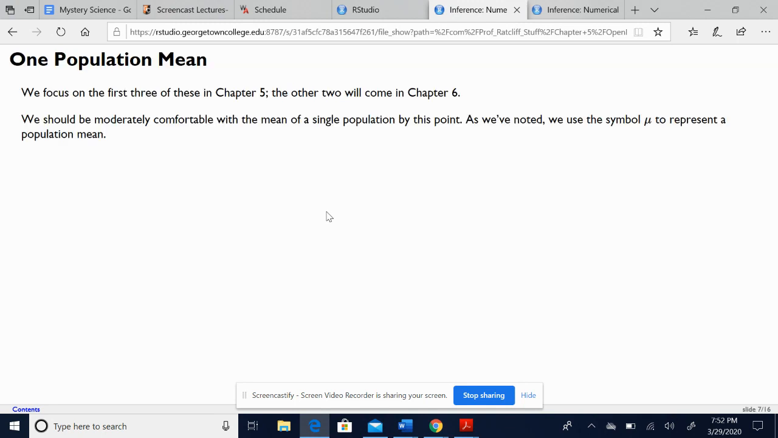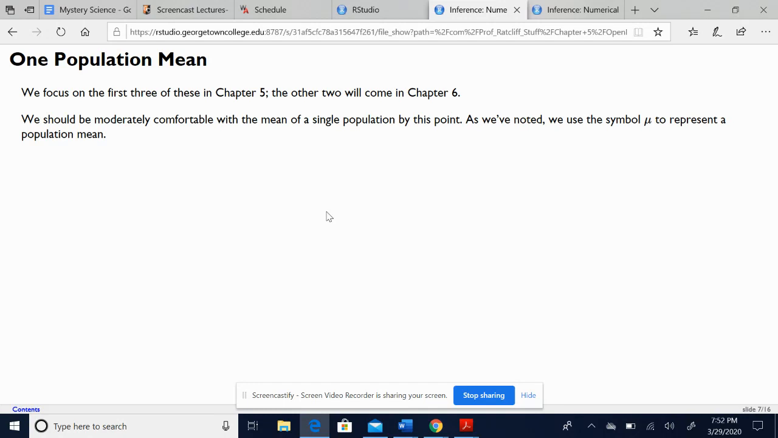So we're going to look at means. That's kind of where we've been hanging out in our last few days. So we're going to focus on the first 3 of these in Chapter 5, so that's all about means. The others are going to come in Chapter 6. Chapter 6 is where we'll start talking about proportions. The good thing about that is once we get to proportions, a lot of this procedure for testing you will be a little bit more comfortable with. So we should be moderately comfortable with the mean of a single population by this point.